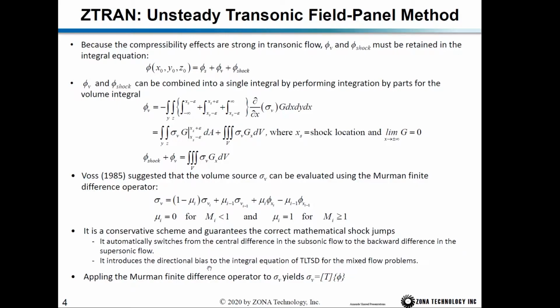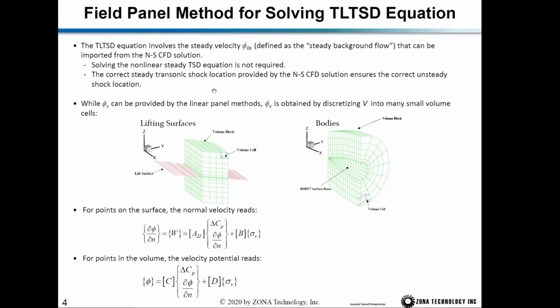So it introduces the directional bias to the integral equation of the time linearized small disturbance equation for the mixed flow problem. Based on this Murman finite difference operator, we can rewrite this operator in a matrix form: sigma v equals T times phi. Phi is the unsteady velocity potential, and the time linearized equations involve the steady velocity called phi naught x. We define this as a steady background flow, and that can be imported from the high fidelity CFD solver. So in the Z-Trin method, we do not solve the nonlinear steady TSD equation. The correct steady transonic shock location provided by the high fidelity CFD solution ensures the correct unsteady shock location.